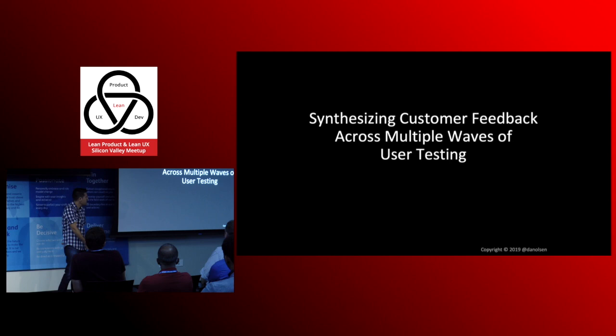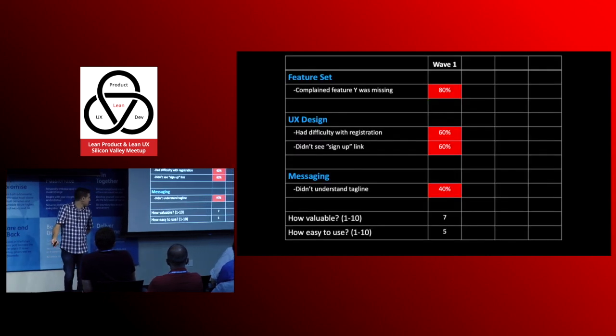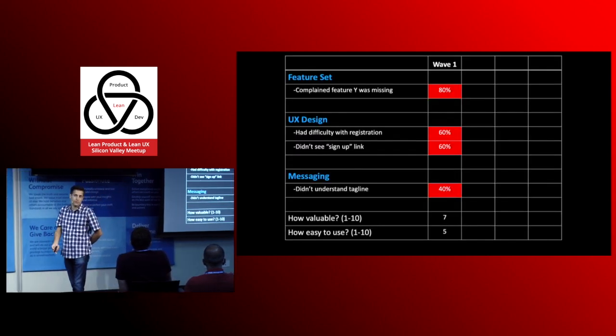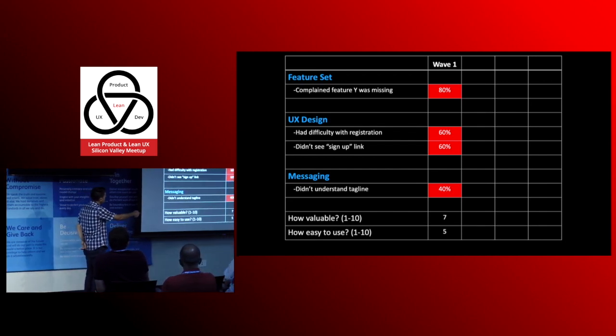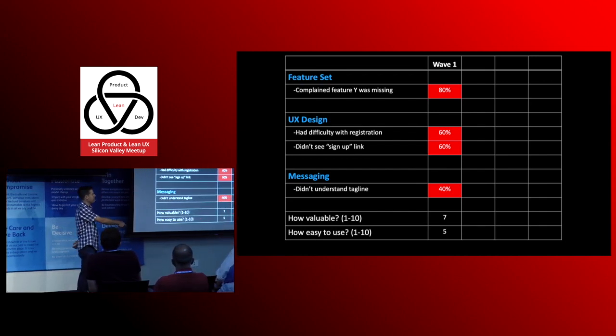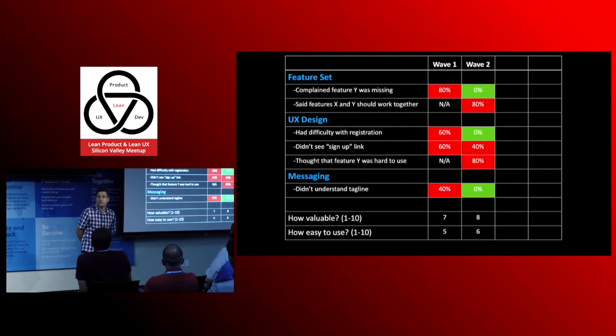So we got 7 and 5. It's okay. I certainly would like the valuable to be higher than 7. I definitely want the ease of use to be higher than 5. But hey, that's where it makes sense because there's no feature Y. That'll probably make the value go up. And there's UX issues here, so that'll probably make the ease of use go up. So that's wave 1. And then I go out and I test with another batch, wave 2, and here's what I find.